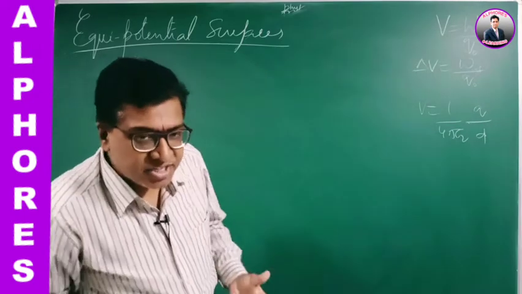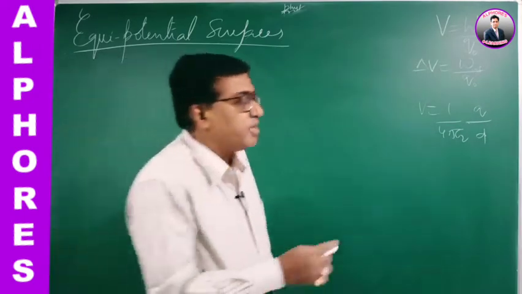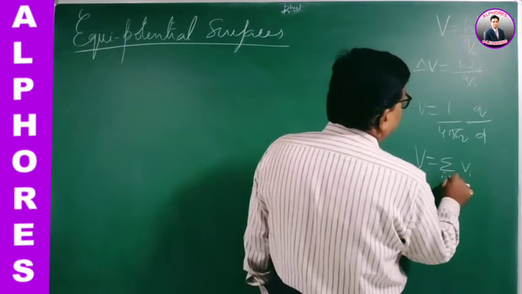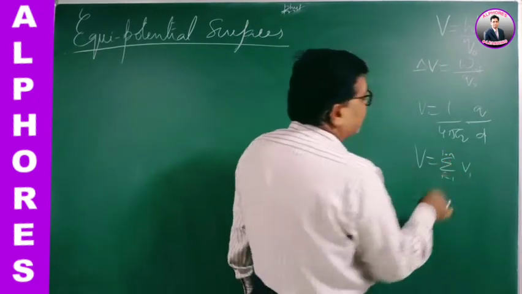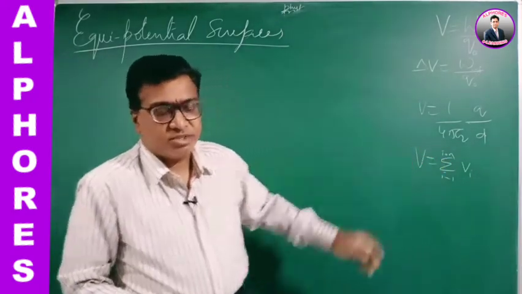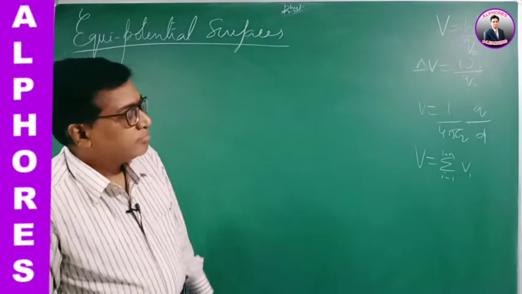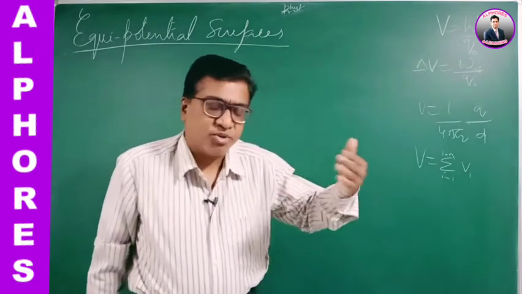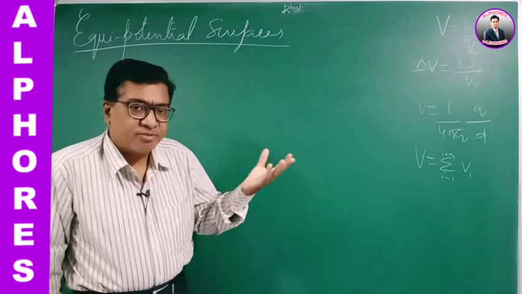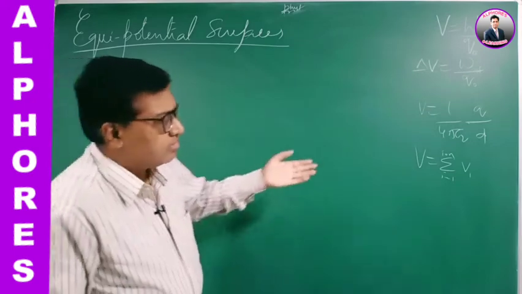If there are many charges, the potential is the algebraic sum of all the individual potentials due to the individual charges; the sum of all the individual potentials is the total potential. Then we deduced a formula for the potential due to many charges, different charge distributions, and potential energy. We have learned all those things.